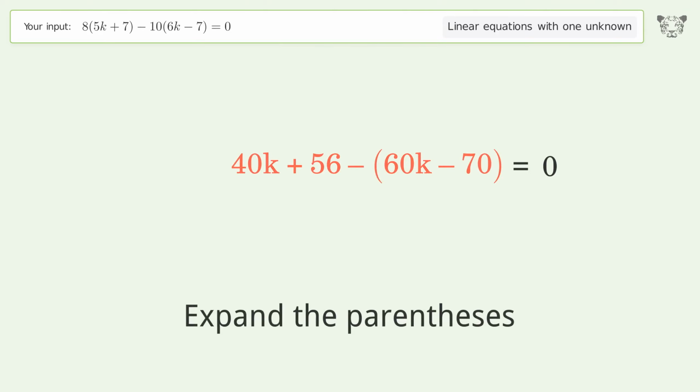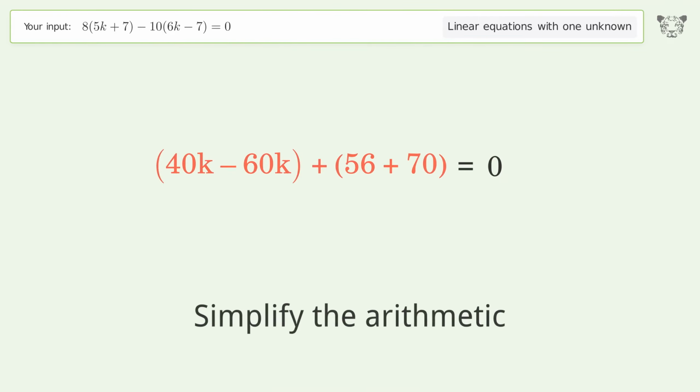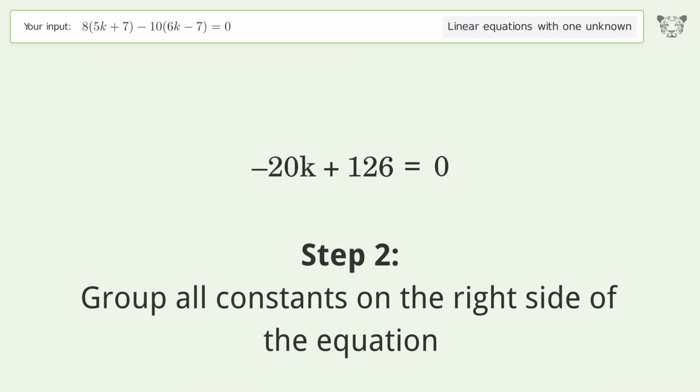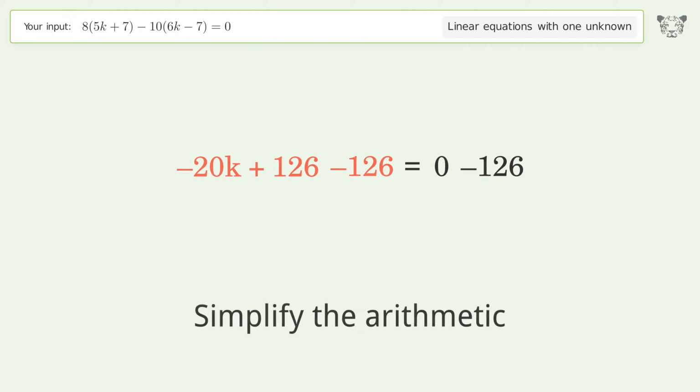Expand the parentheses. Group like terms. Simplify the arithmetic. Group all constants on the right side of the equation. Subtract 126 from both sides. Simplify the arithmetic.